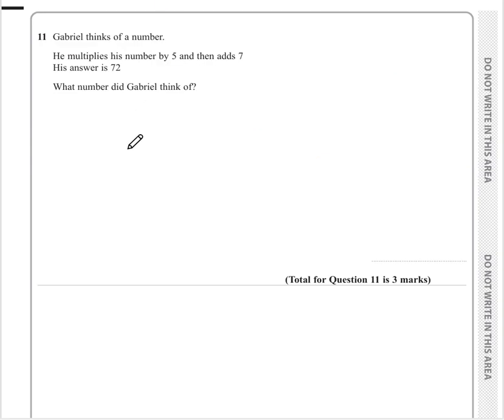Question 11. Gabrielle thinks of a number. He multiplies his number by 5 and then adds 7. His answer is 72. What number did Gabrielle think of? So he thinks of a number. Let's think about what's happening going forward. He's going to multiply his number by 5 and then he's going to add 7 and his answer is 72. So what we want to do is work backwards.